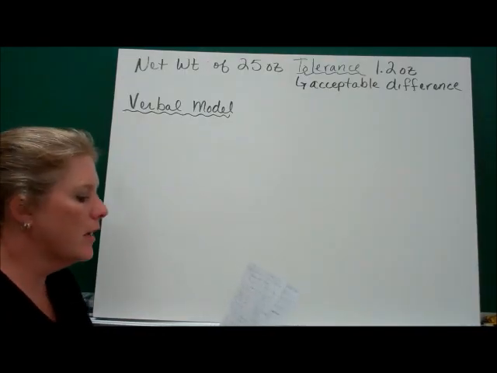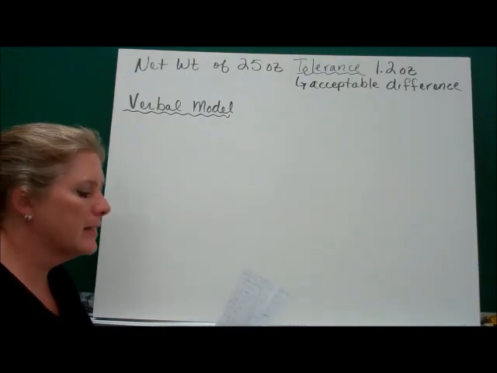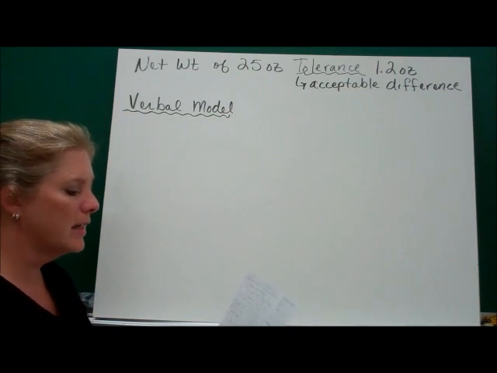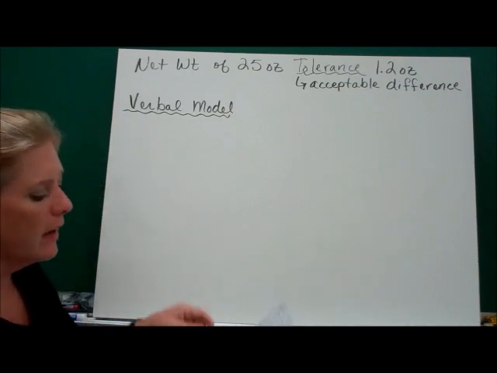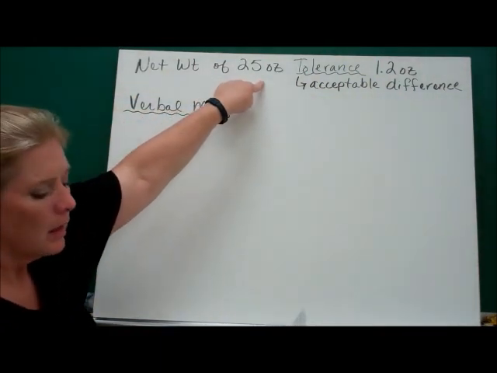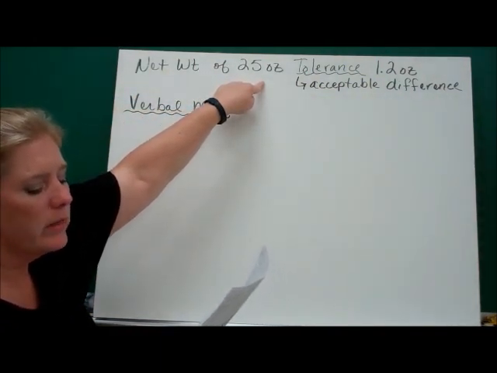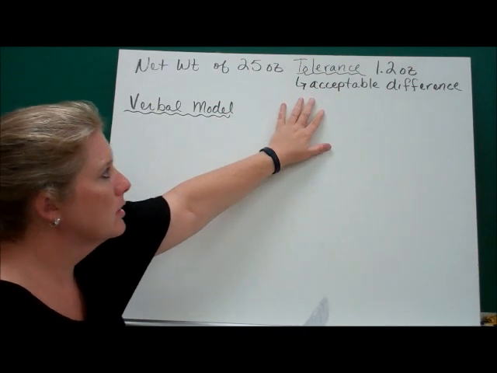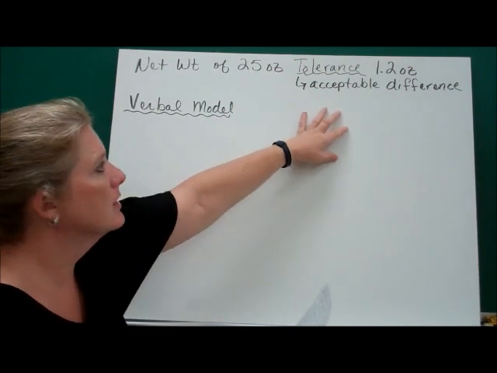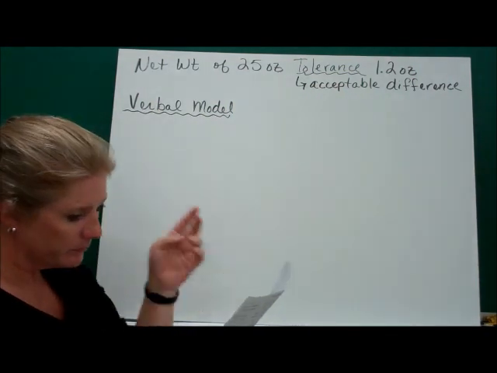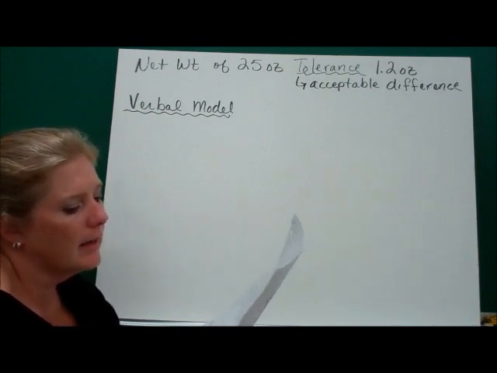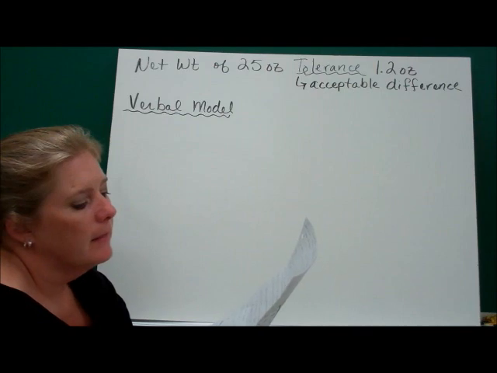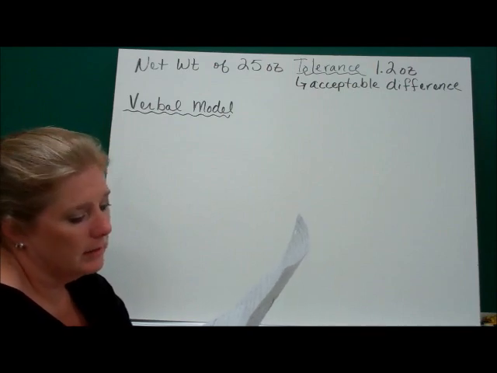The food manufacturer specifies that every family-sized box of cereal should have a net weight of 25 ounces. It says, with a tolerance of 1.2 ounces. What's tolerance? That's an acceptable difference. Write and solve an absolute value inequality that describes the acceptable net weight.